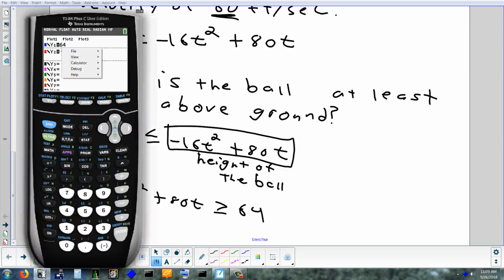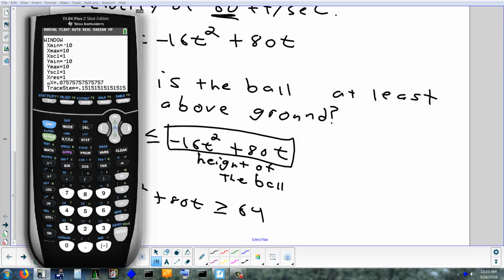Y equals 64 is a constant function. So I've got to go at least 64. But I bet the ball goes higher than that. So let's set the height. Maybe we'll go with 100. Now, x is taking the place of t. So x represents time. Chris, could I have negative 10 seconds for time?